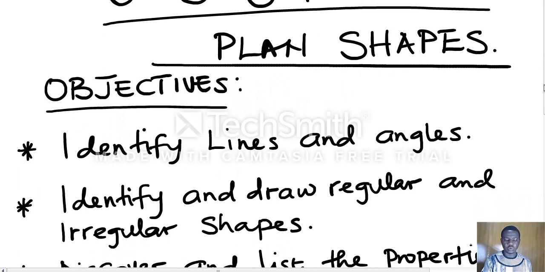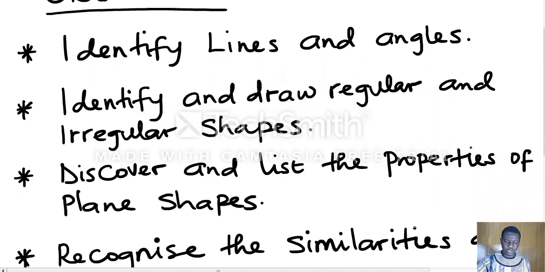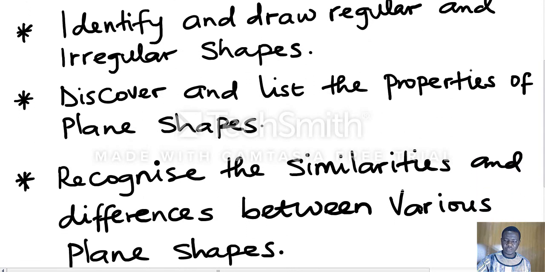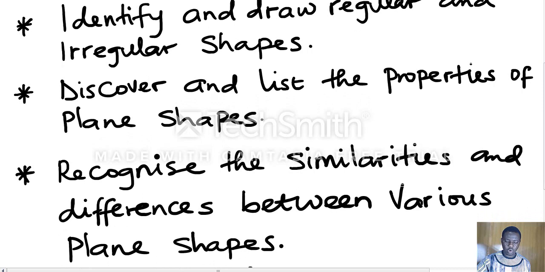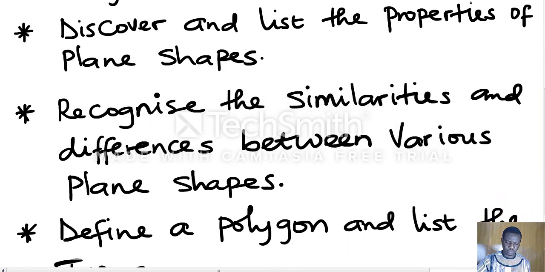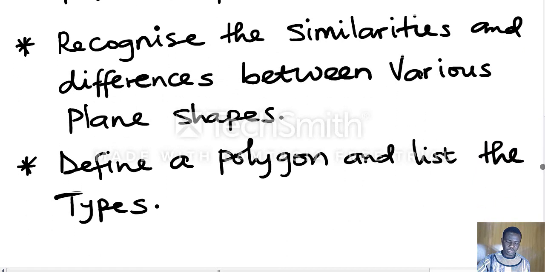Firstly, we are going to be able to identify lines and angles. That is, at the end of this course, you should be able to identify lines and angles, being able to identify and draw regular and irregular shapes. Then you should be able to discover and list the properties of plane shapes. Also, you should be able to recognize the similarities and differences between various plane shapes. And last but not the least, you will be able to define a polygon and list the types of polygon.